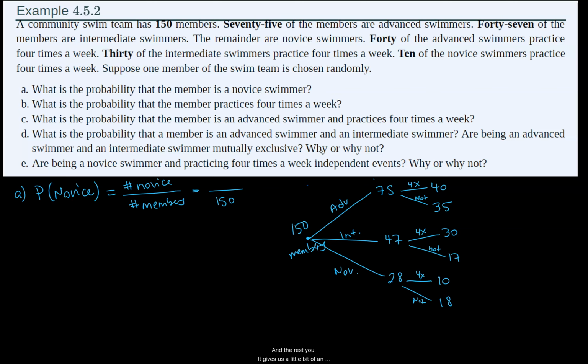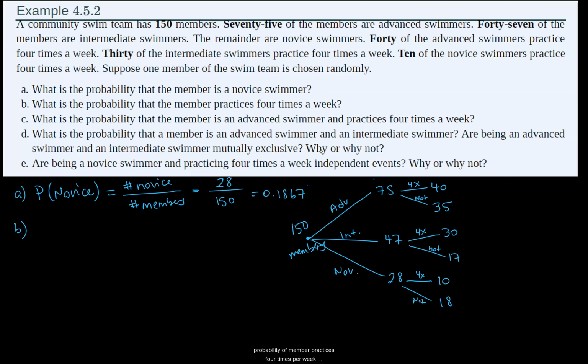It gives us a little bit of an easier visual as far as taking the 150 starting members, dividing them into 3 groups, advanced, intermediate, and novice, and then within each of those groups, how often do they practice? Do they practice 4 times a week, or do they not? Now, since I know how many are novice, I have 28 total. 28 out of 150 gives us a probability of 0.1866666 forever, but we can round it to 0.1867.